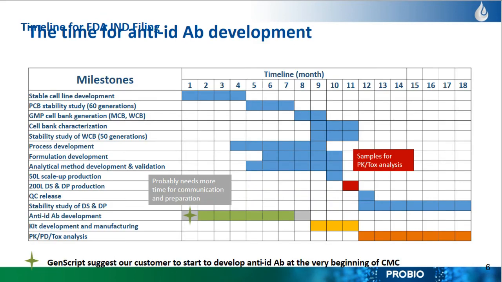Generally speaking, the preclinical development of therapeutic biologics includes roughly 12 to 15 months of lead discovery and 15 to 18 months on CMC process development. So it's better to give 6 to 9 months ahead of time for the generation of anti-id for PK and ADA studies, which means you may need to consider starting this work as early as the stable cell line generation stage.